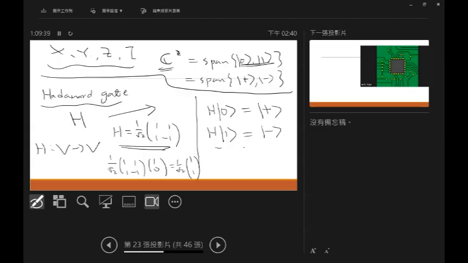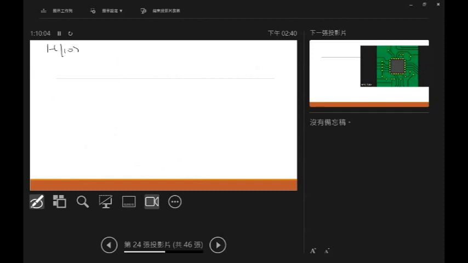Let me check. Right, (1, -1). So it's this. And the property, okay, so let me just write down. You have H on 0 is plus, and H on 1 is minus. And conversely, what about H on plus? So let me just write it: (1, 1; 1, -1).